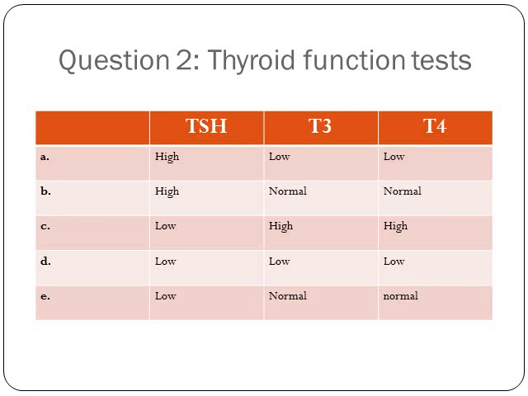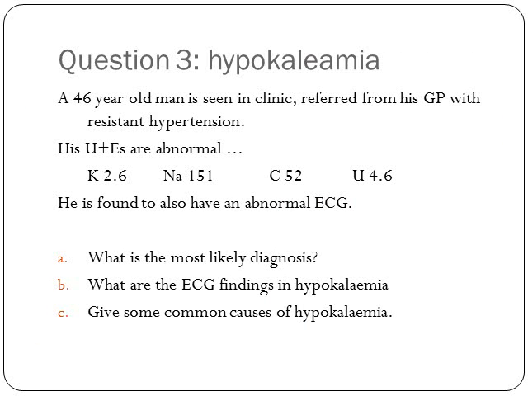I'm going to rush through this a little bit because I'm running over. The last one is just a quick case. It's a 46-year-old man who's seen in clinic and referred from his GP with resistant hypertension. His U&Es are abnormal. He's got marginally high sodium, low potassium. He's also found to have an abnormal ECG. What's the most likely diagnosis, do you think?